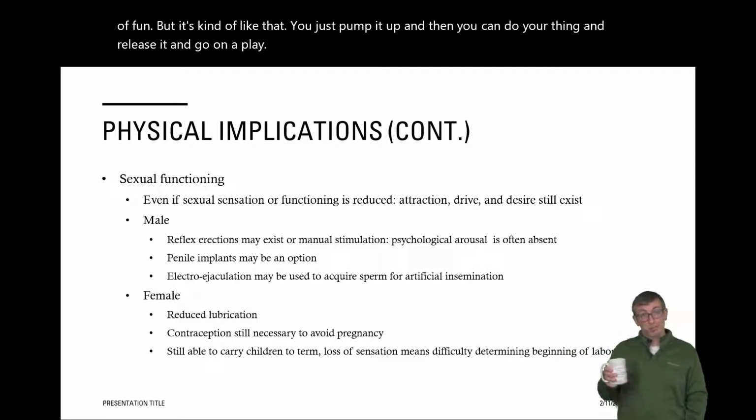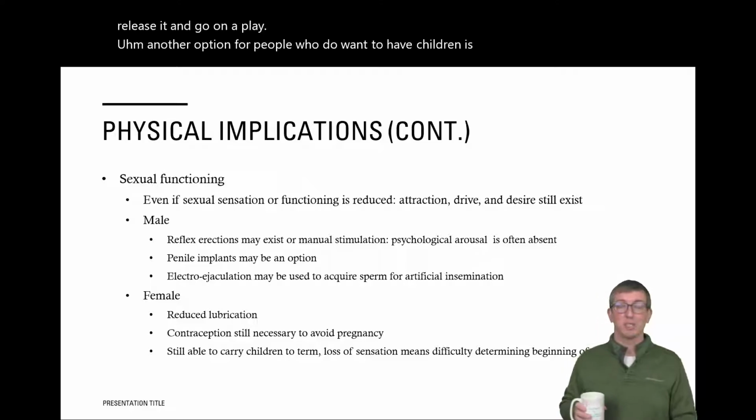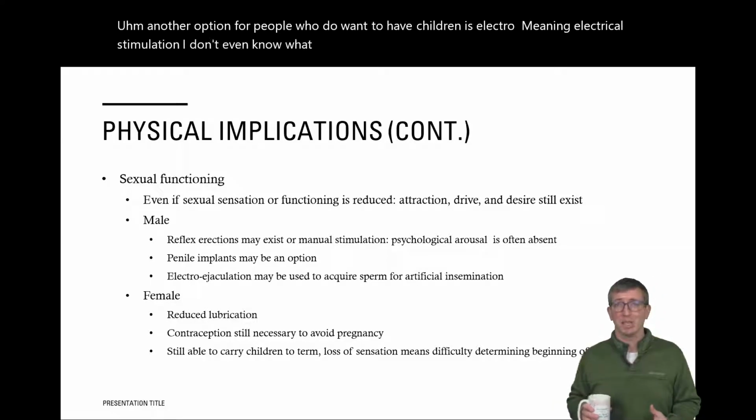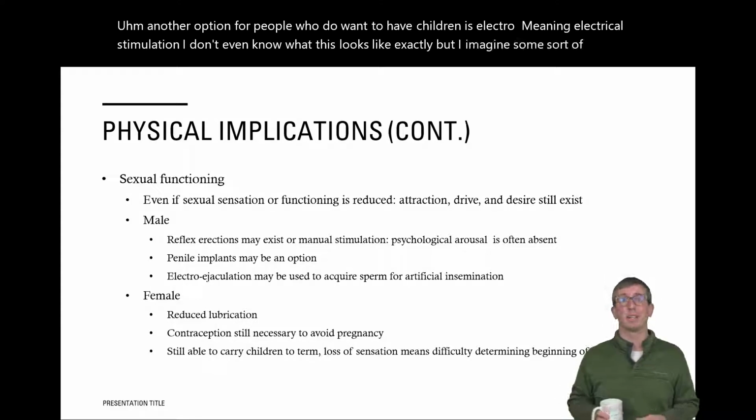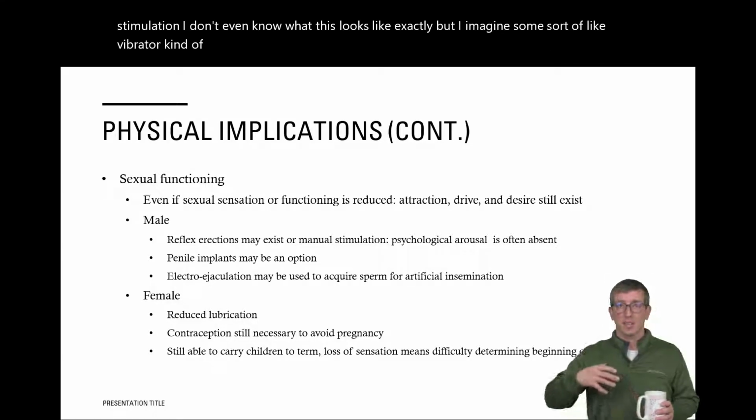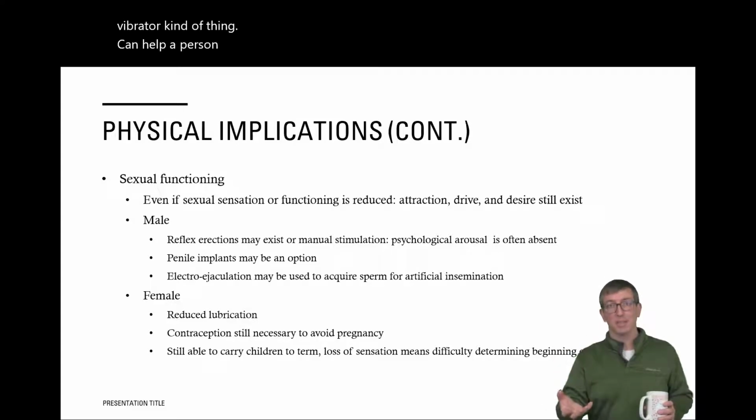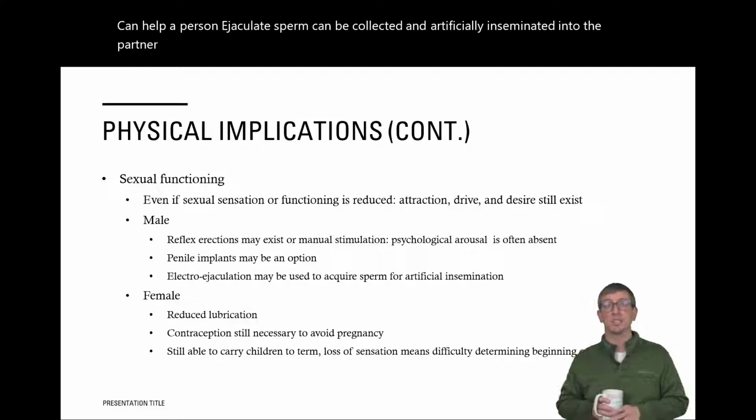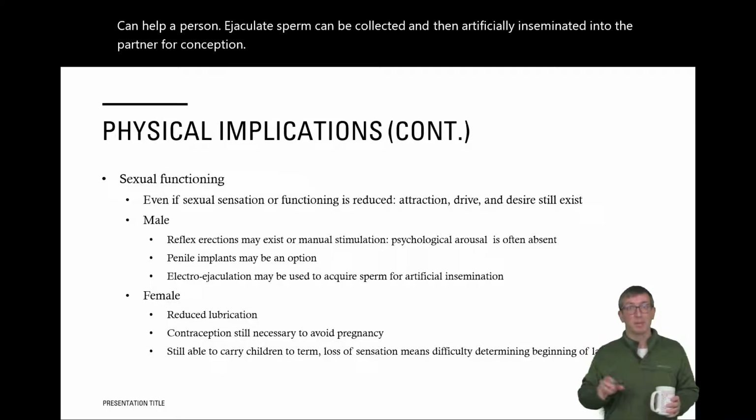Another option for people who do want to have children is electroejaculation, meaning electrical stimulation. I don't even know what this looks like exactly, but I imagine some sort of vibrator-like thing can help a person ejaculate. The sperm can be collected and then artificially inseminated into the partner for conception. So those things can still happen.